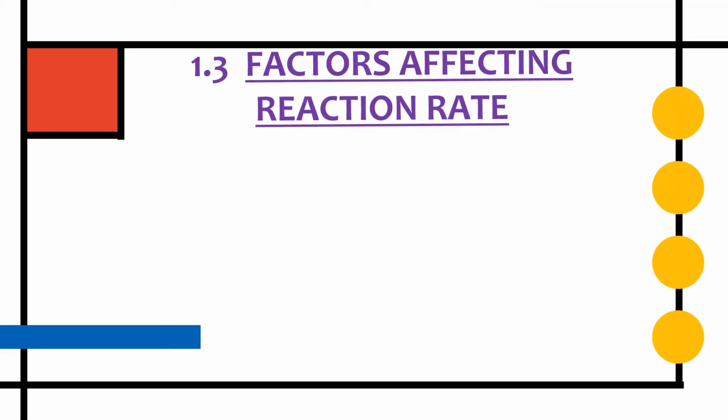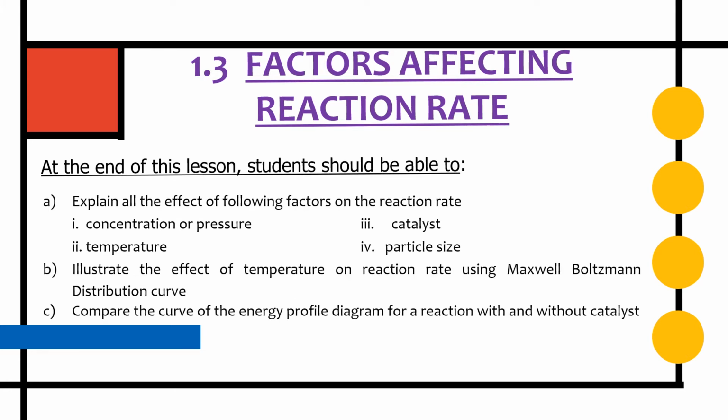So what are we going to look at today? I'm going to explain the effect of the following factors on the reaction: the effect of concentration or pressure, temperature, catalyst, and particle size, and then illustrate the effect of temperature on reaction rate using the Maxwell-Boltzmann distribution curve and compare the curve of the energy profile diagram for a reaction with and without catalyst. So without further ado, let's take a look at our lesson today.